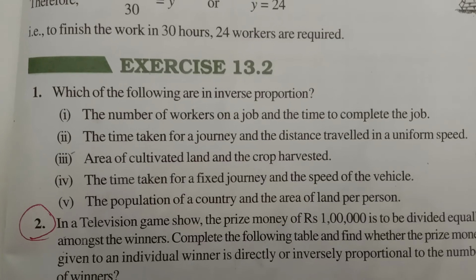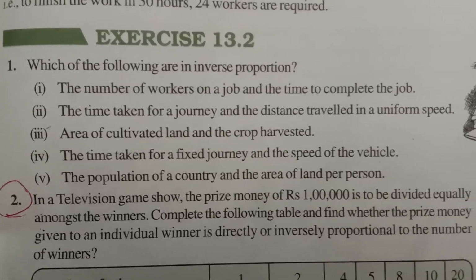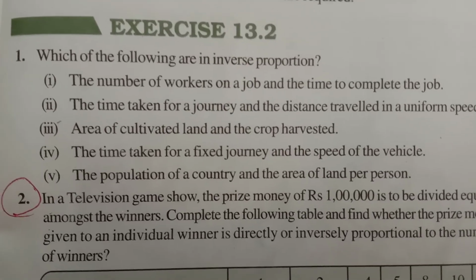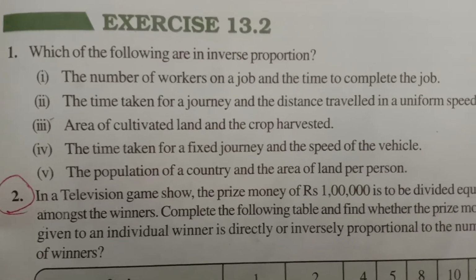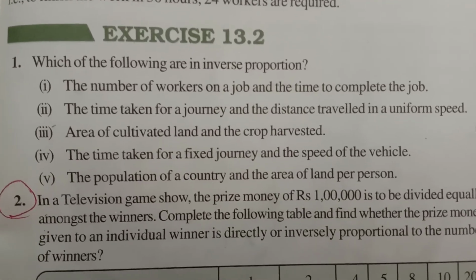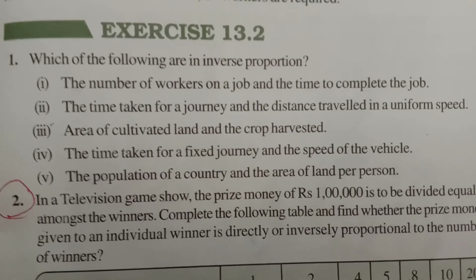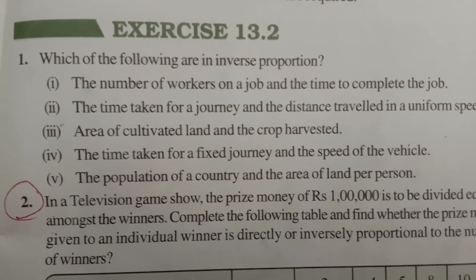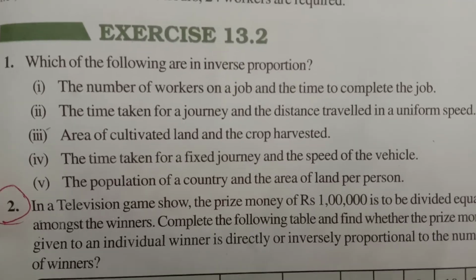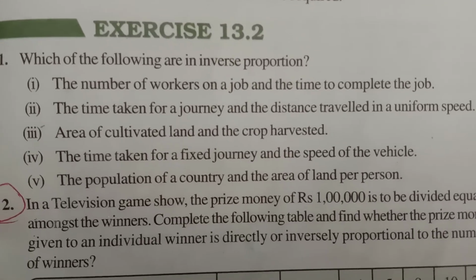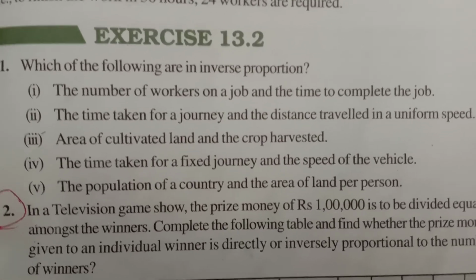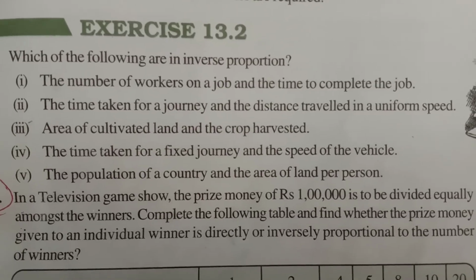Now see exercise number 13.2, the first question. Which of the following are in inverse proportion? What is inverse proportion, children? If one quantity increases, the other quantity decreases and vice versa. See the first situation. The number of workers on a job and the time to complete the job. So here as the number of workers increases, the time will decrease. Yes, it decreases. So it is in inverse proportion.